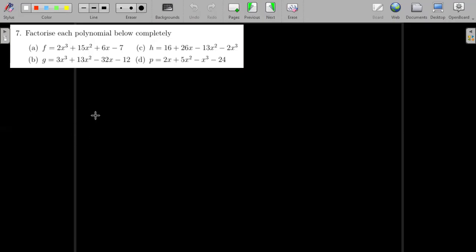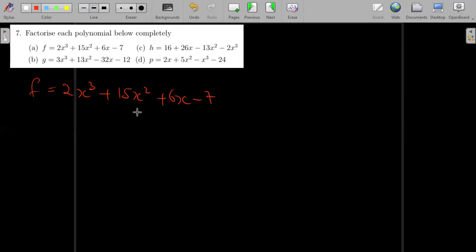Let me just go straight into it. We have this problem, question 1, and it says f of x is equal to 2x cubed plus 15x squared plus 6x minus 7. So this is what we have.